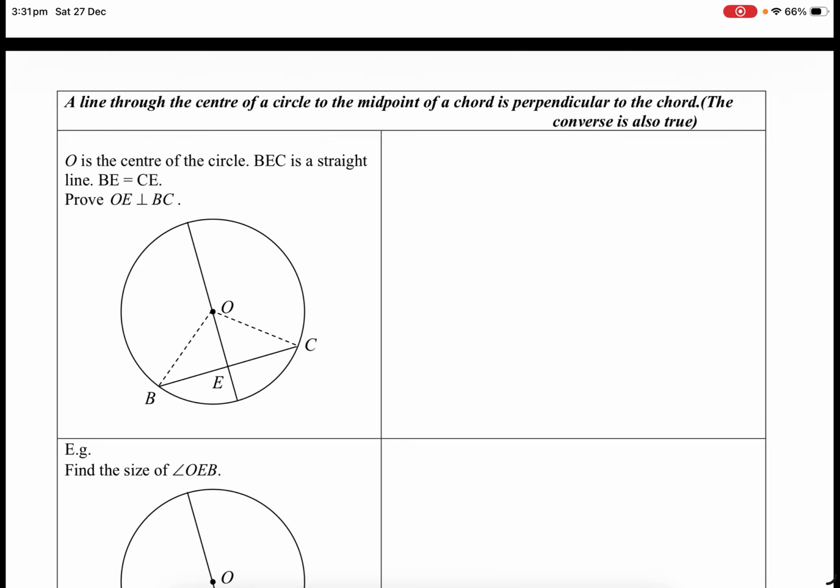So we're going to use congruence again. So we're basically going to extend from the origin out to the points B and C. You can see this is where this dotted line is. This forms our two triangles. So we're going to introduce them here in triangle OEB and triangle OEC. Now, we have been told that BE equals CE. So I'm just going to write that here and then write that it is given. I also know that OE is common.